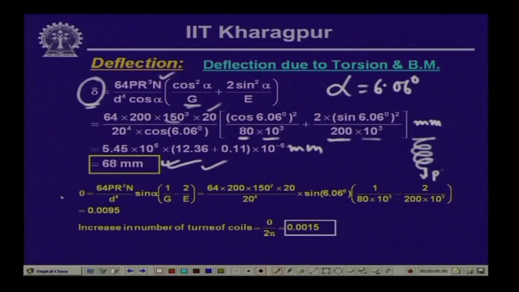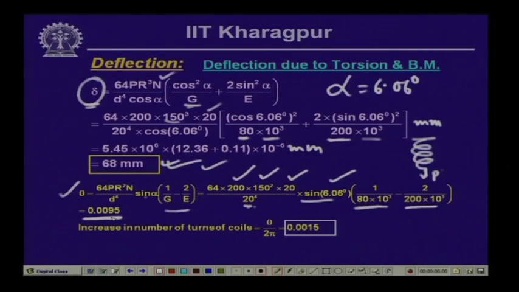Now, the value of the angular rotation, as we have seen, is theta equals 64 P R square n by d to the power 4, multiplied by sin alpha into (1 by G minus 2 by E). If we substitute these values: 64, P is 200, R is 150 square, n is 20, d to the power 4 is 20 to the power 4, sin of 6.06 degree, then 1 by G, G is 80 into 10 to the power 3, minus 2 into 200 into 10 to the power 3.